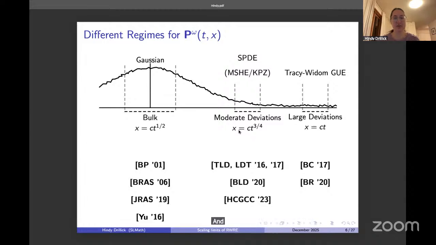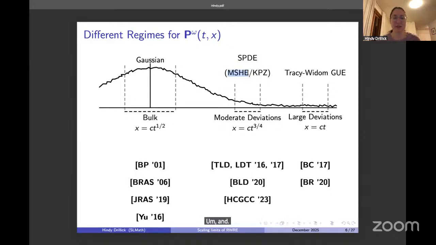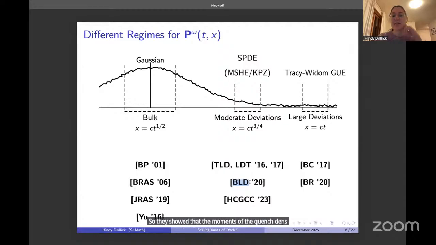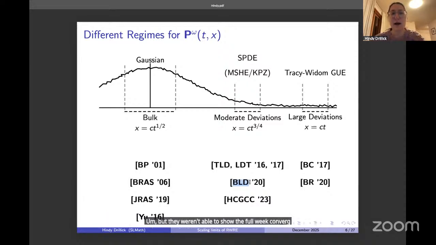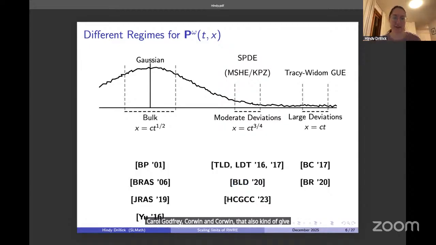And they conjecture that in this regime, the fluctuations should be given by a certain stochastic PDE, namely the multiplicative stochastic heat equation. So we'll define this more precisely. That this should govern the fluctuations in this regime. There was a paper by Parekh and Le Doussal where they partially confirmed this at the level of moments for the beta random walk in random environment. So they showed that the moments of the quenched density converge to the moments of the multiplicative stochastic heat equation. But they weren't able to show the full weak convergence at the level of the process. There were also some numerical simulations by Hass, Carroll, Godfrey, Corwin, and Corwin that also support this conjecture.